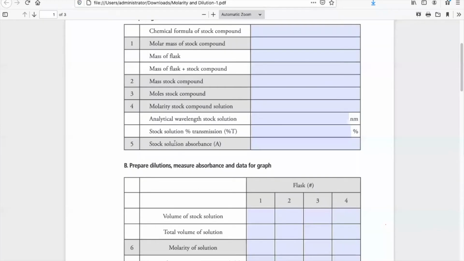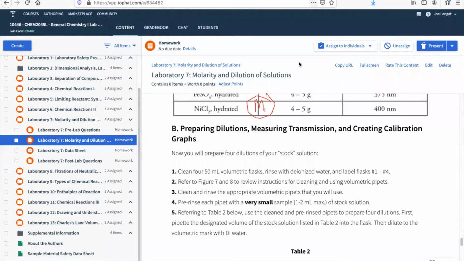From part A, you should know the molarity. This is your M1, take note of this. For a minute, we call this M1. We're going to use this in part B, so that to complete that table right here, you'll have to do what? The instruction here is to clean 50 ml volumetric flasks, 4 of them. So you're going to have number 1, number 2, number 3, number 4.